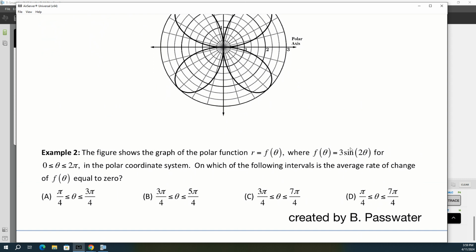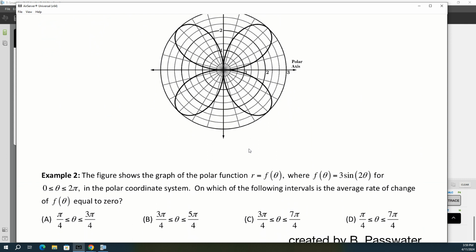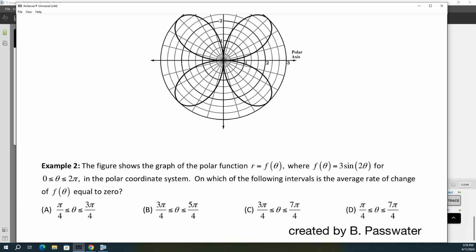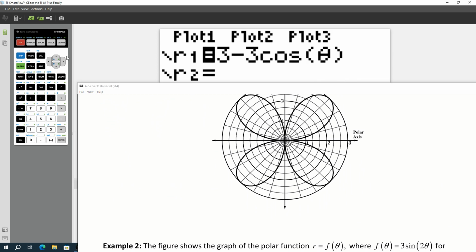So this is the graph of the rose. That is 3 sine of 2 theta, so 4 petals. They have a length of 3. The first petal is at the angle of pi over 4. But again, we really don't need the graph to do this problem. What we need to do is if we go to y equals, that is going to be r equals, and then we'll do 3 sine of 2 theta.